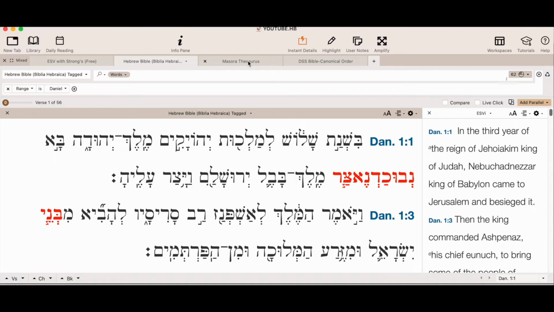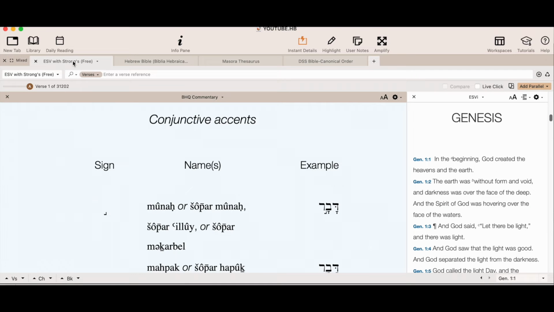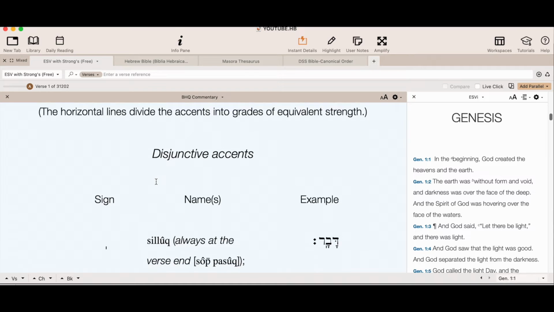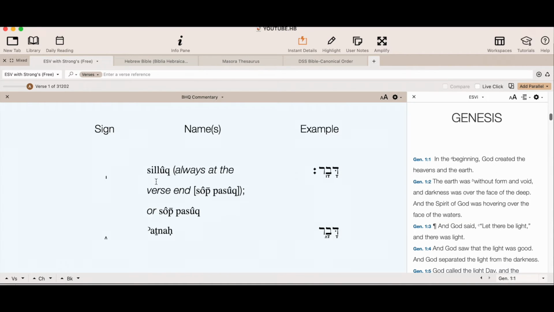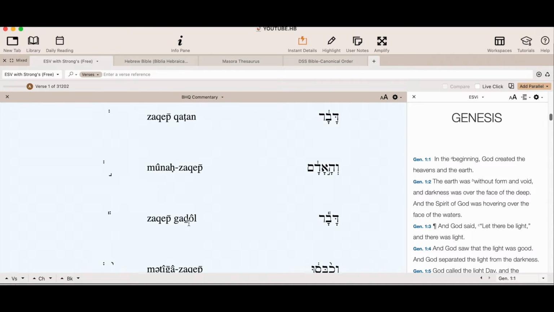Now let's look at the accent here. So we're in the wrong one here. Okay, so let's go back to the top here. So we're in BHQ here, the BHQ commentary module. And so we've seen the Atnach already, okay?